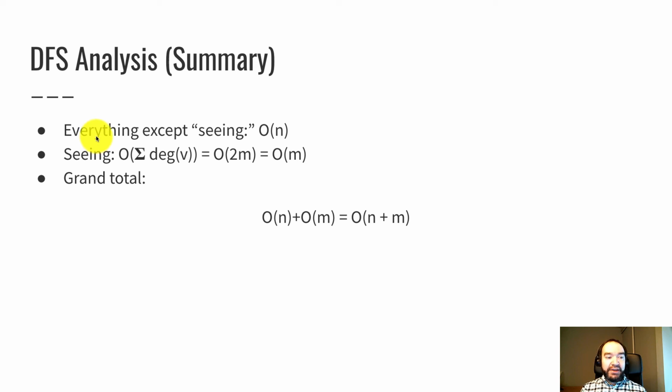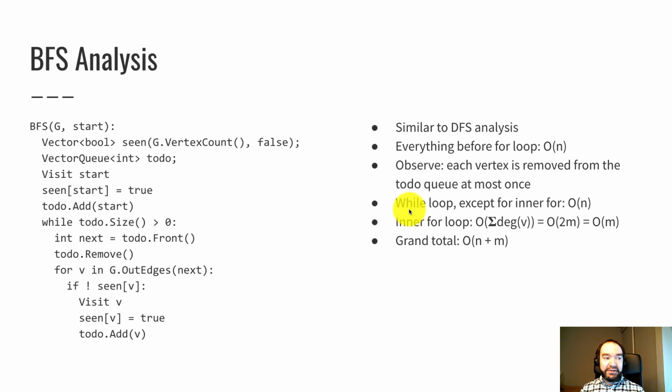Depth first search, everything except for the seeing part takes big O of n time. We worked that out earlier. And the seeing process takes big O of the sum of all the degrees in the graph, and the sum of all the degrees in the graph is 2m. So the seeing part takes big O of 2m time, and we drop the 2 out of the big O notation and just say big O of m. So if we add those together, big O of n plus big O of m, that's big O of n plus m, proportional to the number of vertices plus the number of edges.